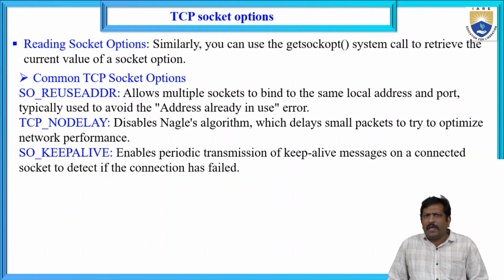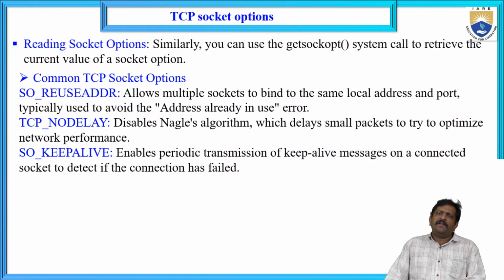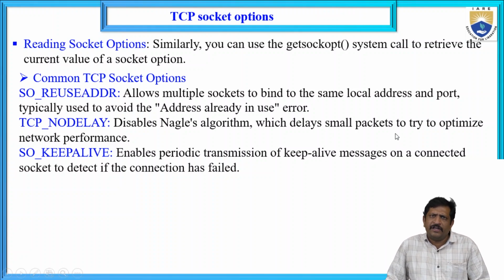And keepalive, SO_KEEPALIVE, which enables the periodic transmission of keepalive messages on a connected socket to detect whether the connection has failed or is still alive. That can be detected by using SO_KEEPALIVE. That means if you are transmitting data packets from source to destination, with this SO_KEEPALIVE option we can detect whether it is alive or not, whether it is working or not. If the socket is alive, then only can we transmit the data packets from source to destination.